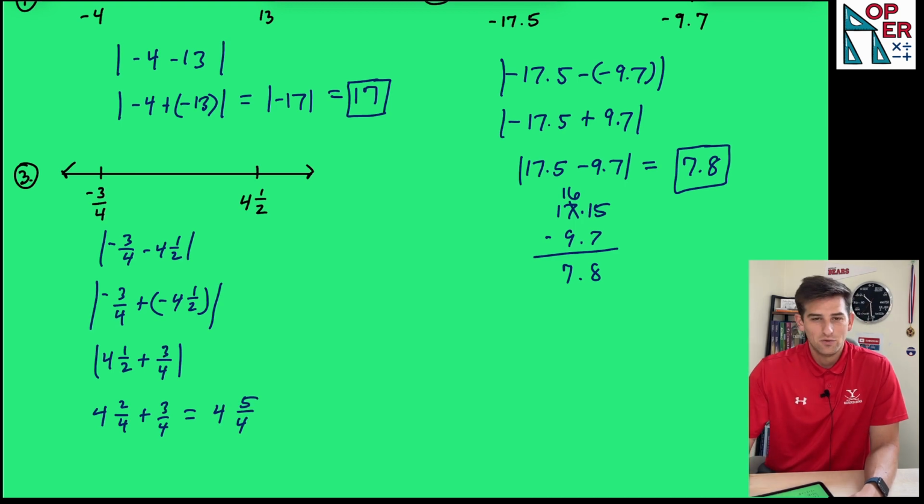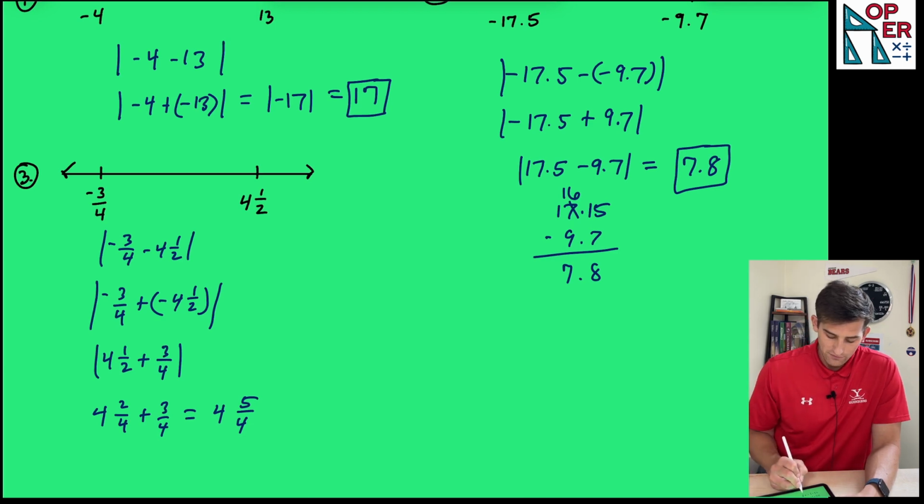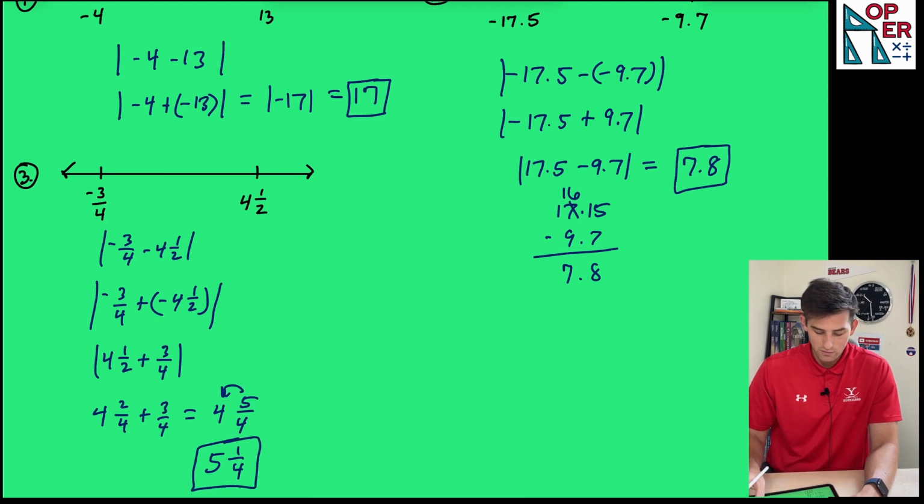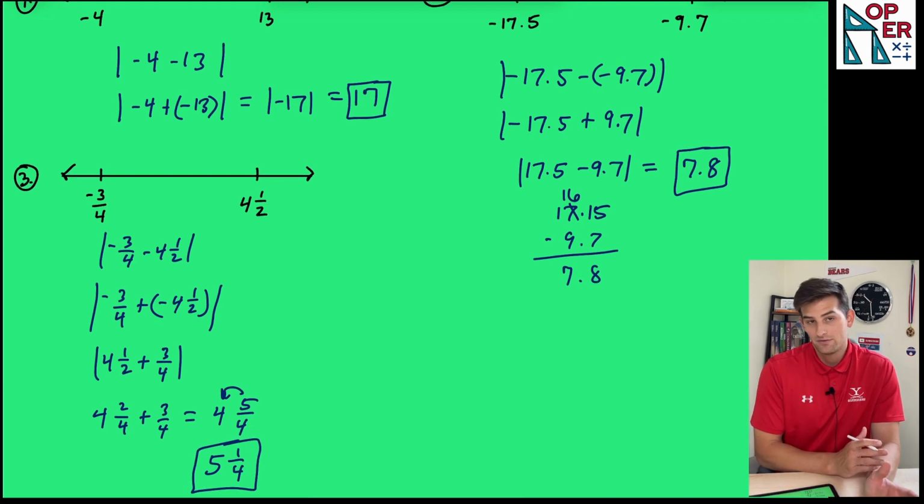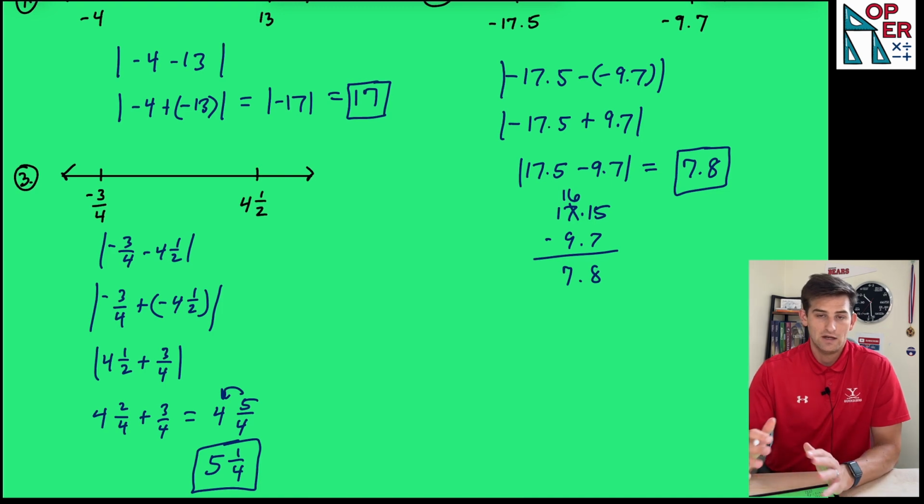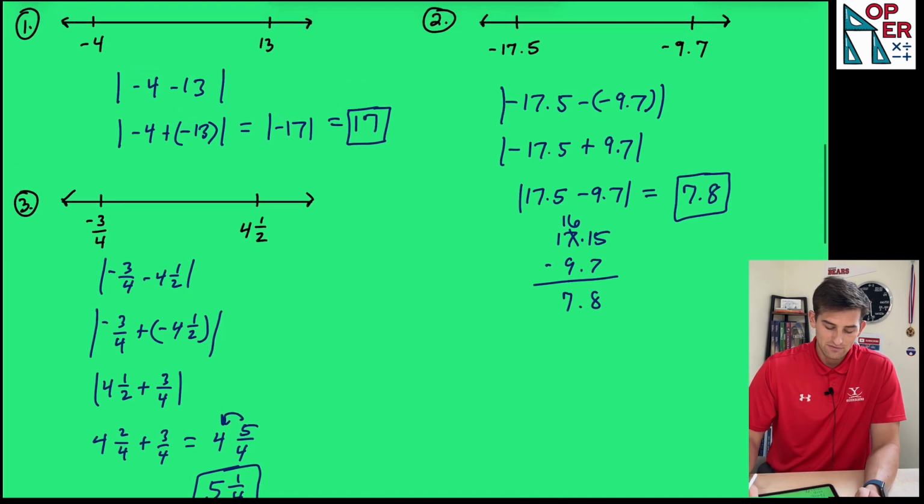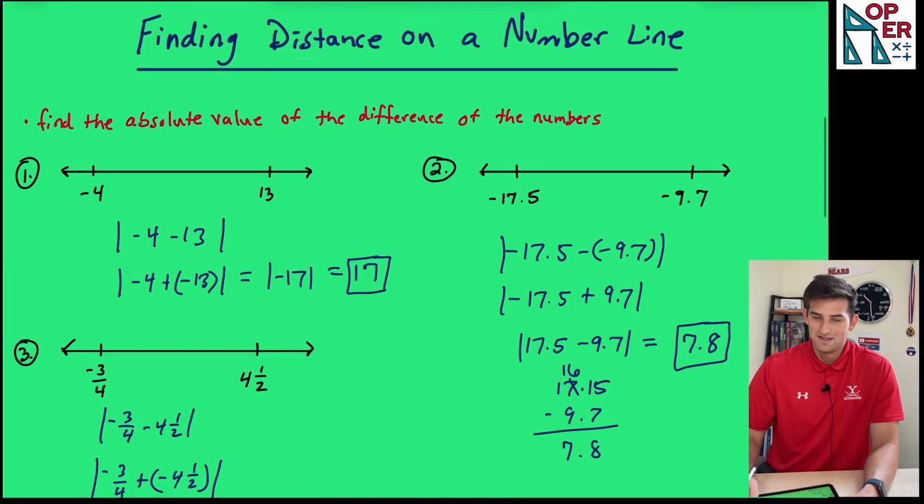Well, 5/4, that's another whole, right? 4 out of 4 would be another whole, and then we'd have 1/4 left. So 4 of these fourths can come over here to our 4, and we can add, and that would be 5, and we would have 1/4 remaining. And that would be our answer as far as what is the distance from -3/4 to 4.5. Okay, and that is how you can find distance on a number line.